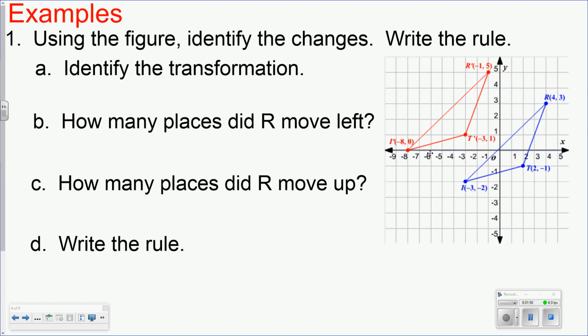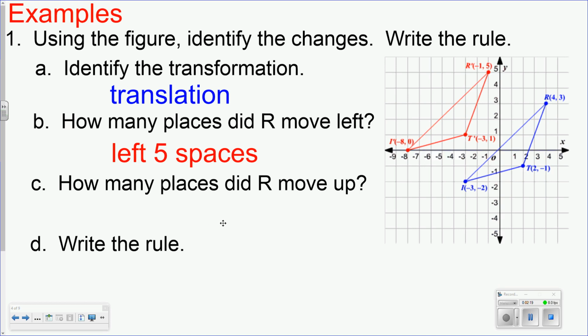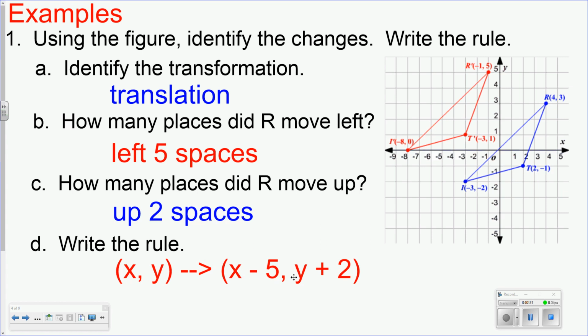Looking at this figure, the prime is the red one. This is our pre-image, the R, and this is our new image. We can see that it has moved to the left and up. It is a translation. How many places did it move left? We can count them, or we can say it went from 4 for our x to -1. That means it moved 5 places. How much did it go up? If I look at my y value at R, it's 3, and it goes up to 5. So it's up 2. My rule would be (x - 5, y + 2).